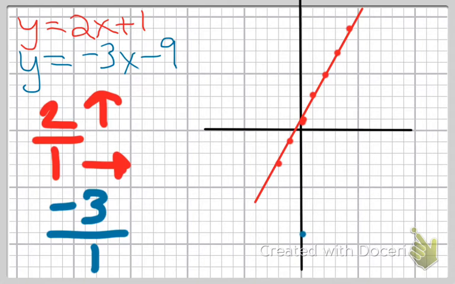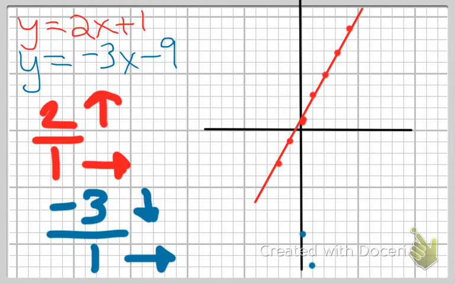Because the 3 is negative, we're going to go down 3. And because the 1 is positive, we move right 1. So from the y-intercept of negative 9, we move down 3 and right 1. Now I am out of room on my graph, so I can do the exact opposite.